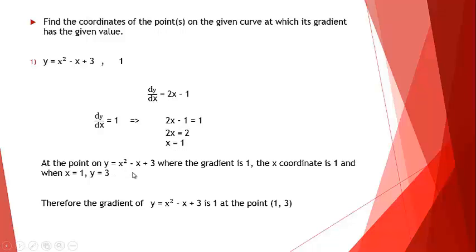So at the point on y equals x squared take away x plus 3, where the gradient is 1, the x coordinate is 1, and when x equals 1, y equals 3. So we got y equals 3 because we substituted x equals 1 in the equation y equals x squared take away x plus 3. So if you substitute 1, you get 1 squared take away 1 plus 3, which equals 3. Therefore, the gradient of y equals x squared take away x plus 3 is 1 at the point 1, 3.